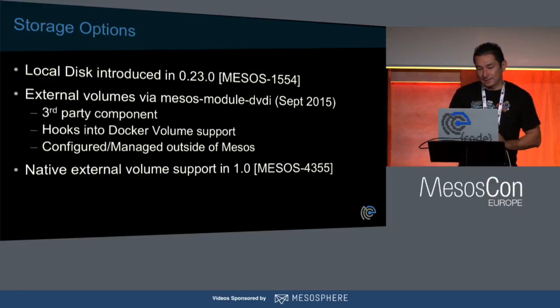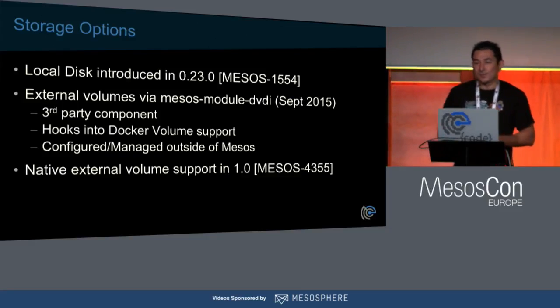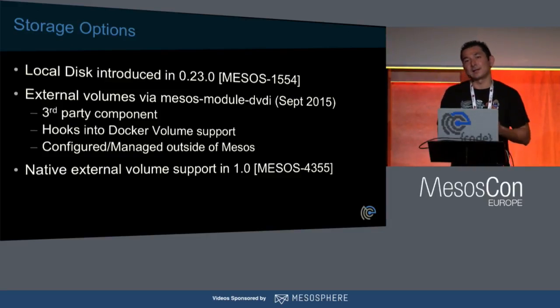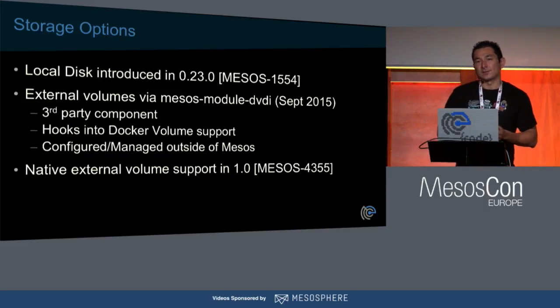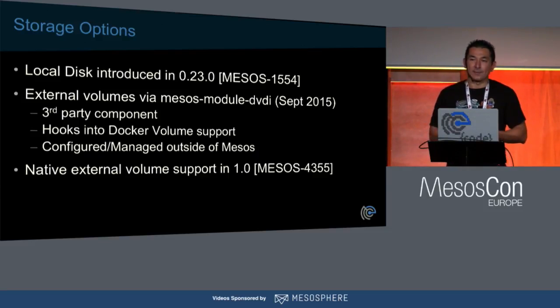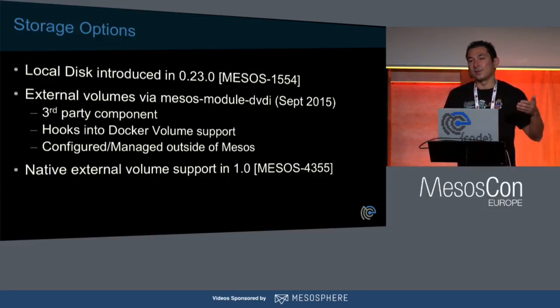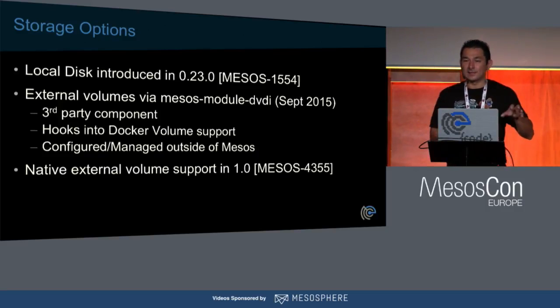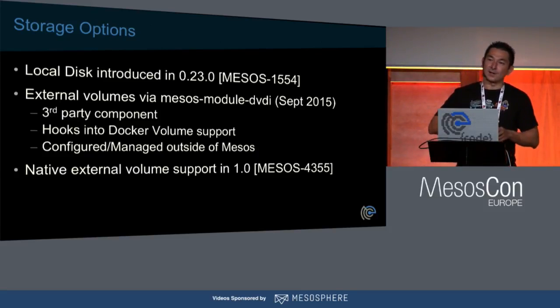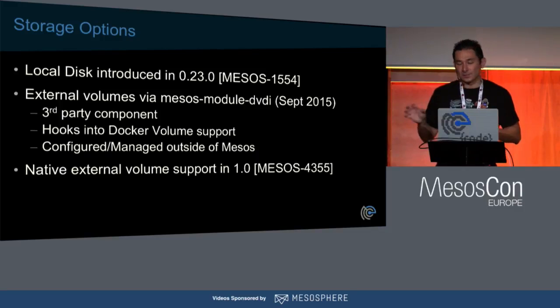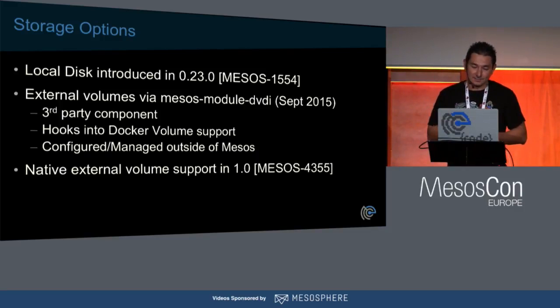Then in September of 2015, the {code} team introduced the Mesos module DVDI, a third-party component that you would manage outside of Mesos. You'd install it alongside Mesos, but it's basically a file system isolator implementation that called into existing Docker volume driver interfaces, and it would effectively give Mesos the ability to provision storage for anything running on the Mesos universal containerizer. Anything running as a Docker workload on the Docker containerizer would just plug into the Docker volume driver interface.